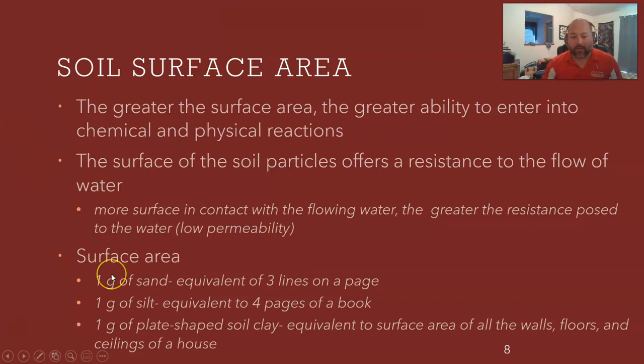And so, if we compare the surface areas of the three textures, you got sand, silt, and clay. One gram of sand in surface area would be equivalent to 3 lines on a page. So if we took a sand particle and cut it in whatever way we could to flatten it out as much as we could, it would cover about 3 lines on a page in your book. Whereas if we did the same thing for 1 gram of silt, it'd cover about 4 pages in your book. If we did the same thing for the plate-shaped soil clay that we have, it's equivalent to the surface area of all the walls, floors, and ceilings of whatever house you live in. So, a huge amount of surface area.